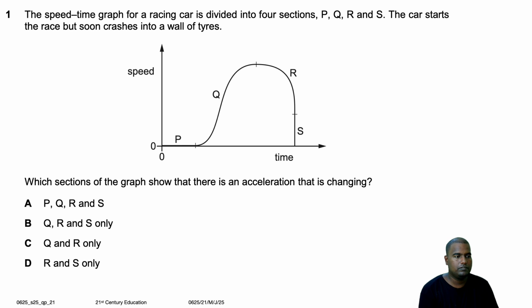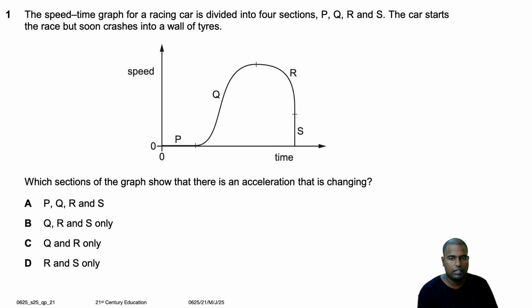The speed time graph for a racing car is divided into 4 sections: P, Q, R, and S. The car starts at the race but soon crashes into a wall of tires. Which section of the graph shows that there is an acceleration that is changing? So they are asking the acceleration that is changing, meaning both acceleration and deceleration.